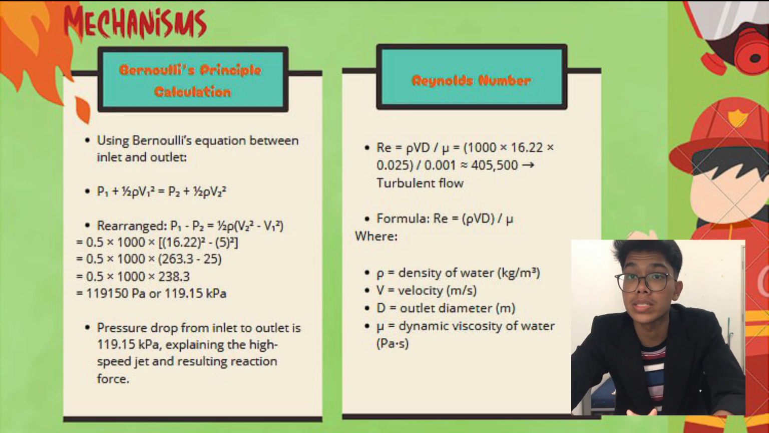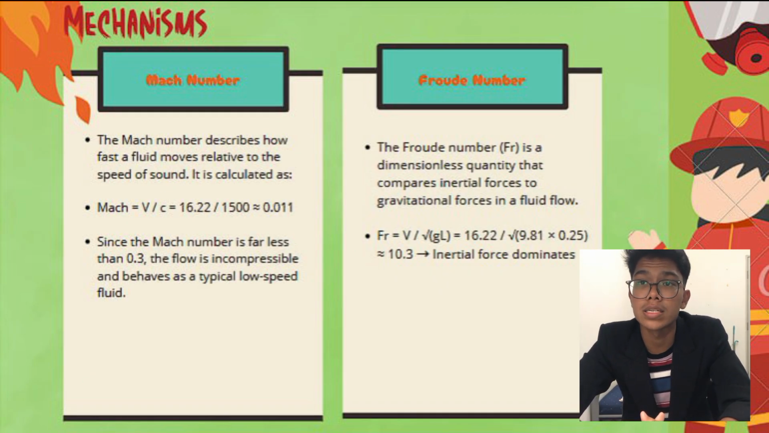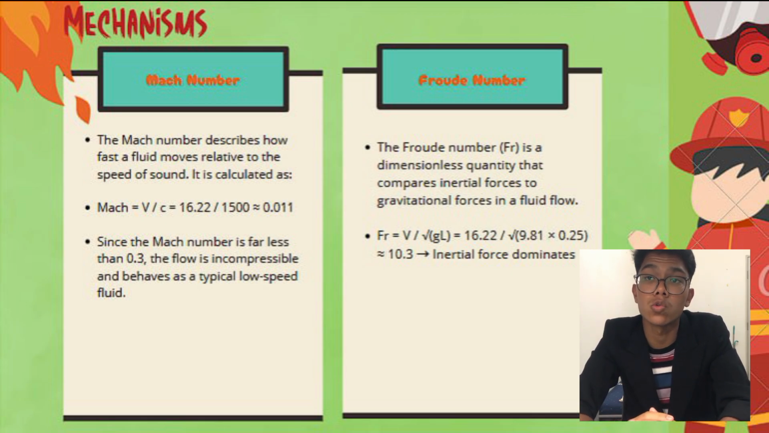Now, let's look at some dimensionless numbers used to describe the type of flow. First, the Reynolds number. This compares inertial forces to viscous forces. Our value comes out to over 400,000, which confirms that the flow is turbulent. Next, the Mach number, which compares the speed of the flow to the speed of sound. With a flow velocity of 16.22 and a speed of sound of 1500, the Mach number is about 0.011. Since this number is much lower than 0.3, we know the flow is incompressible, which is typical for liquids like water. Lastly, the Froude number.